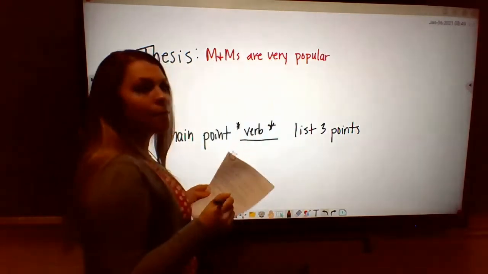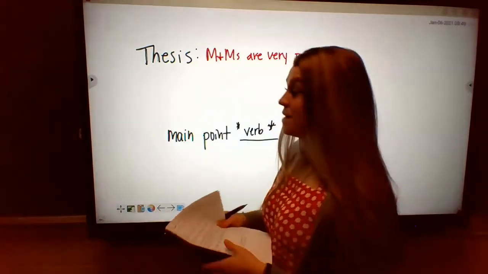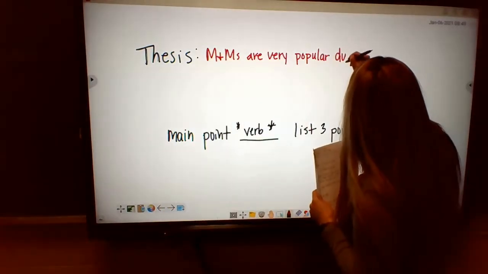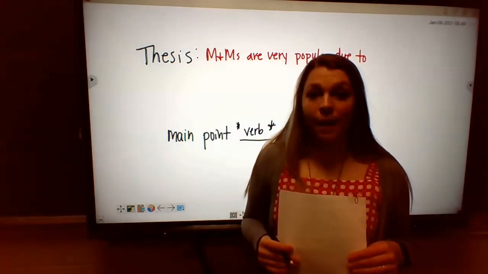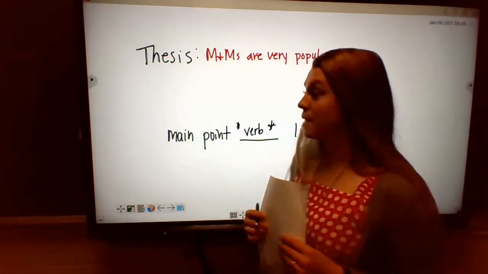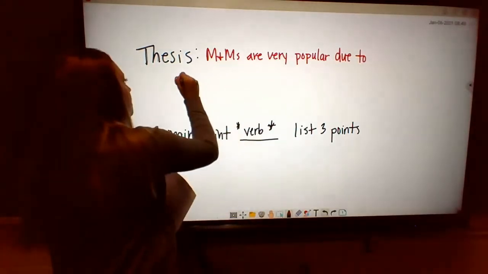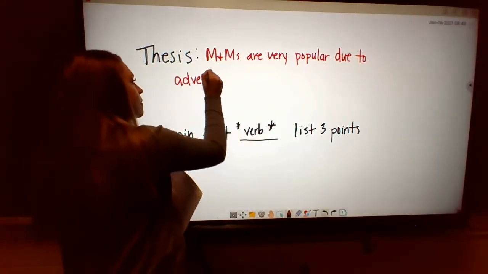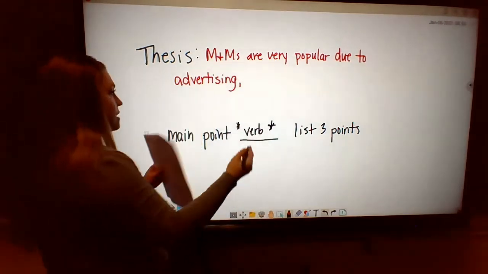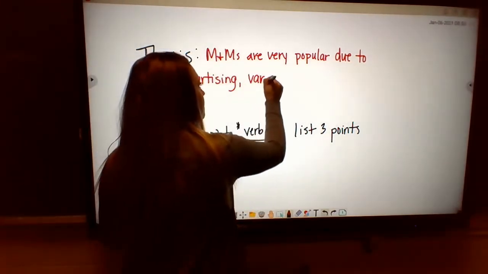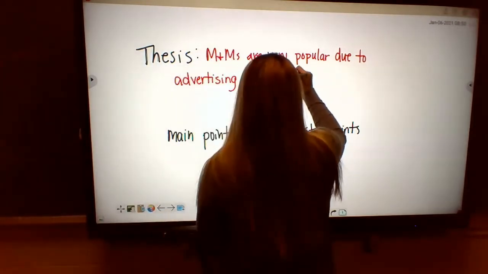And then for our verb, I'm going to use "due to" because it sounds better than "because," but "because" would have worked just as fine. And then remember those 3 points that we just pulled out from our brainstorming. So due to, our first one is advertising. Second one is variety. And then the third one is their accessibility.